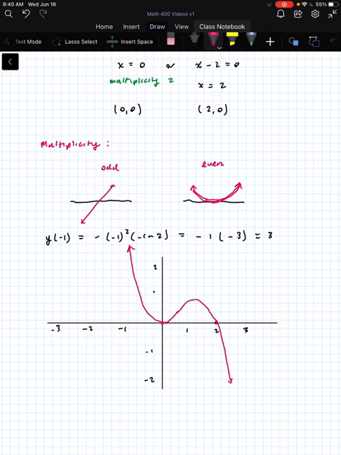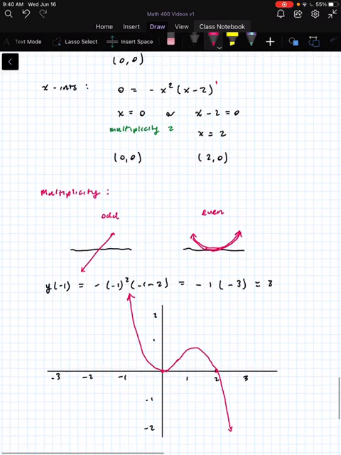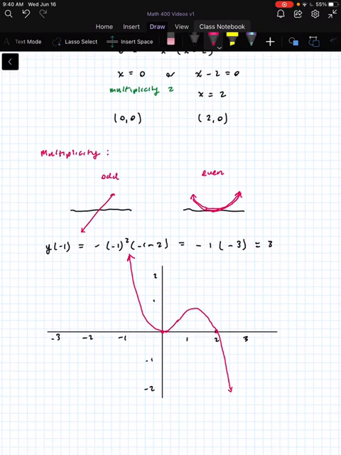To find the exact turning point, that requires calculus. Or we can use Desmos, and we can estimate the turning point that way. All right, so that's our sketch of the graph. This is y equal to negative x squared times x minus 2. And in later videos, we're going to be exploring some more functions that are a little bit more exciting.